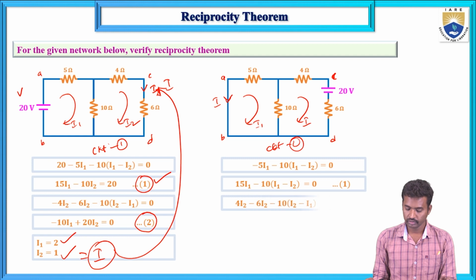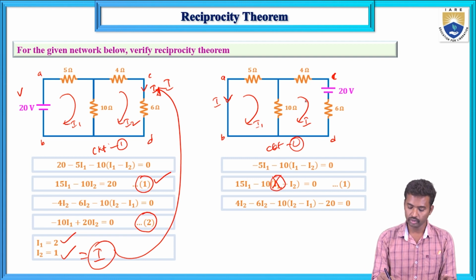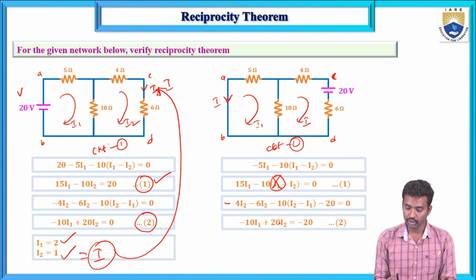Now the second equation. This is minus 10 I2. Don't, this is wrong. So minus 10 I2. Next, second equation, 4 into I2 and minus 6 into I2. This is minus, and minus 10 into (I2 minus I1). This is minus 20 equals 0. Now here minus 10 I1 plus 20 I2 equals minus 20. So this is equation number 1 and this is equation number 2.